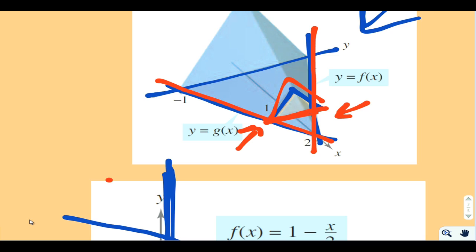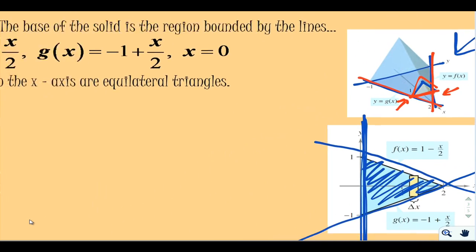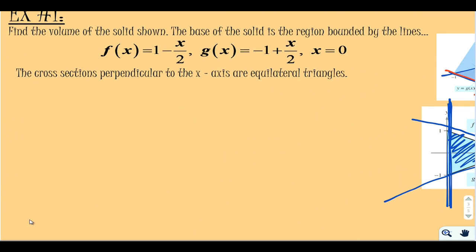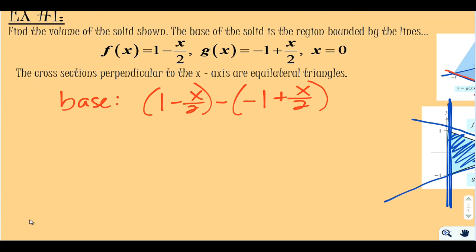Can I subtract the two functions to find the distance between them? Right, the difference between them? So can I say that the base of my triangle is f of x minus g of x? Okay. It really helps to have a picture. So if they don't give you a picture, I highly suggest you draw one and visualize what's going on so you can figure out what your base is.